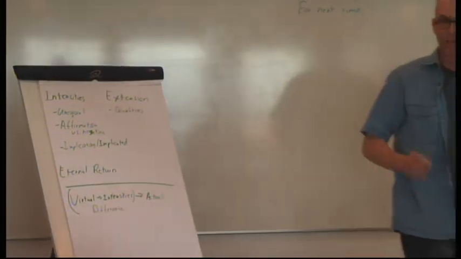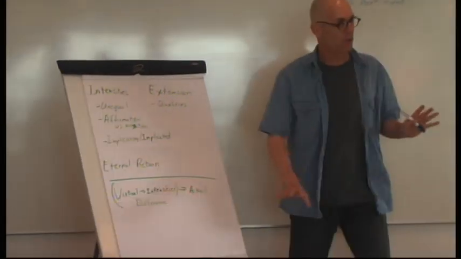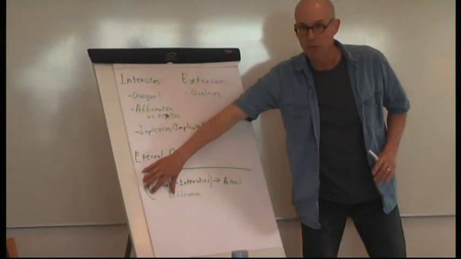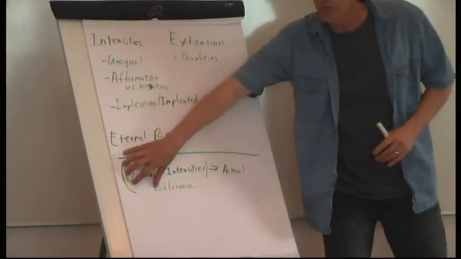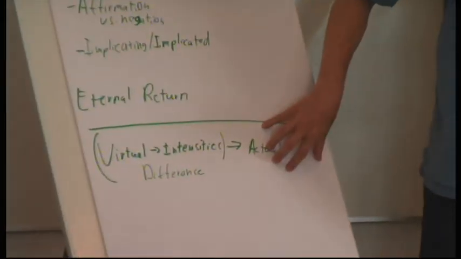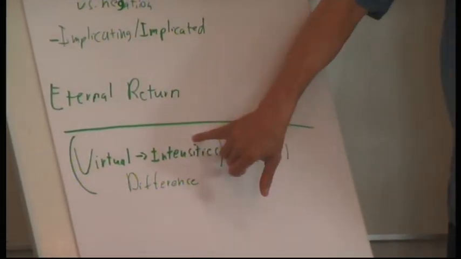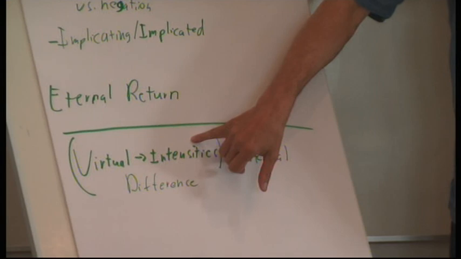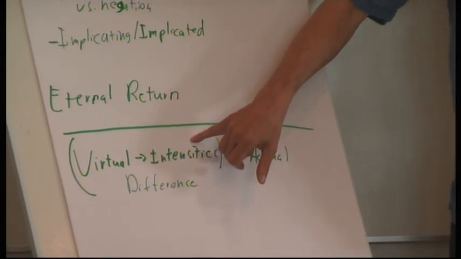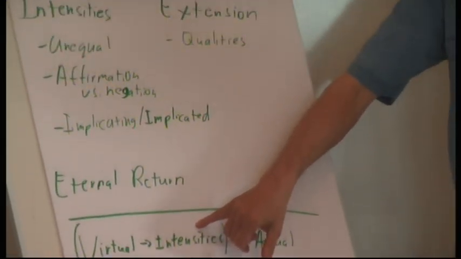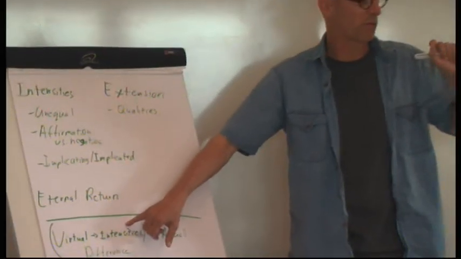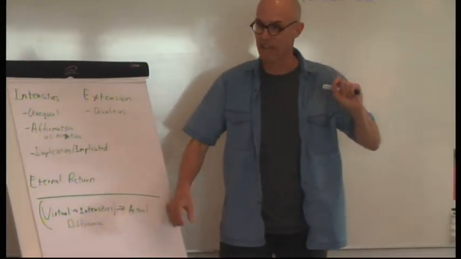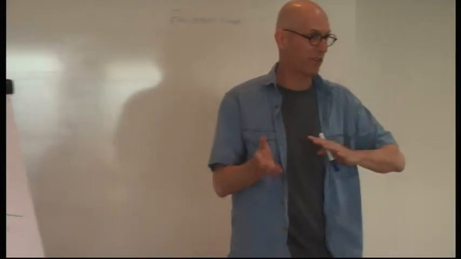Or we could put it another way. You have the two realms we've been talking about before, the virtual and the actual. The question is, how does the virtual actualize itself? And the answer is through intensities. So the intensities are virtual, they're not actual, although they will give rise to the actual. And the question is, how does that happen?